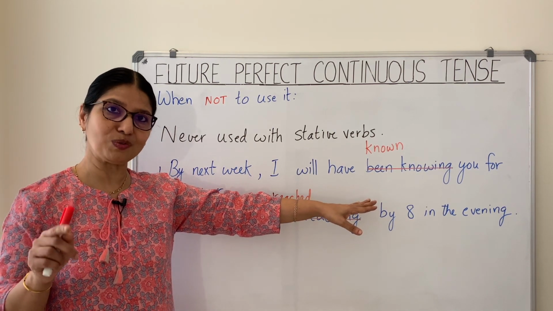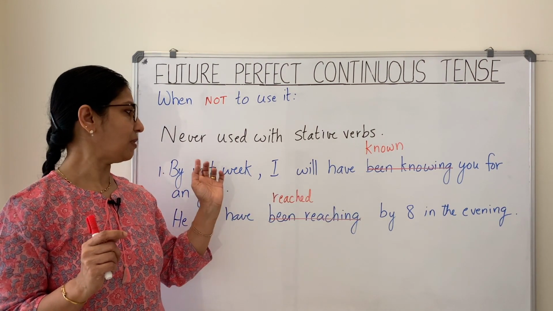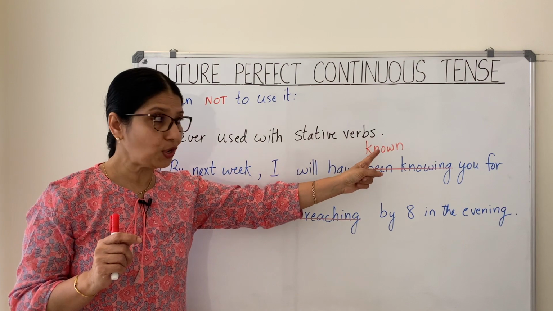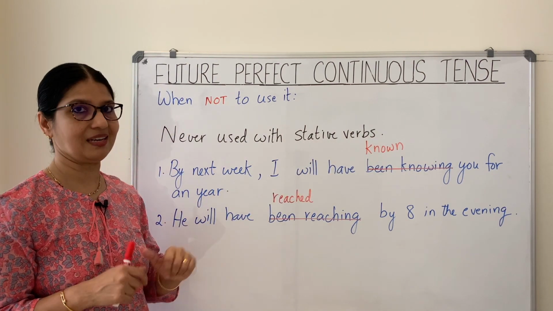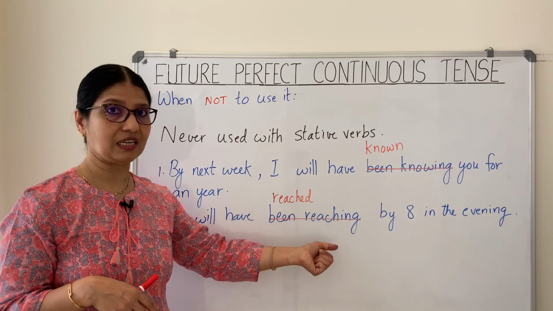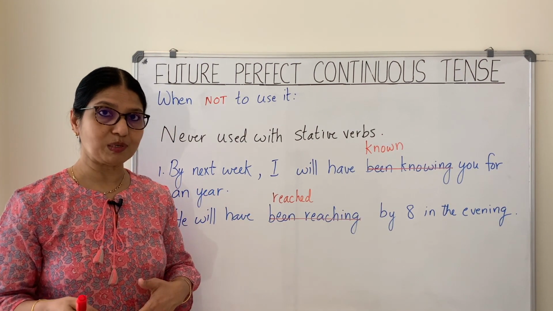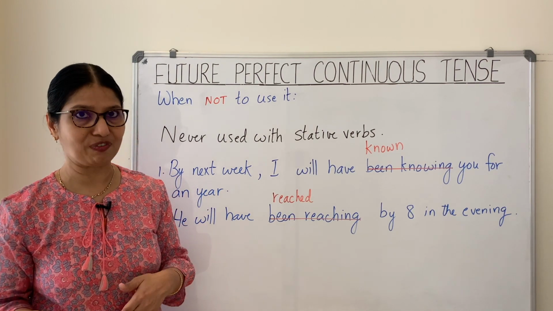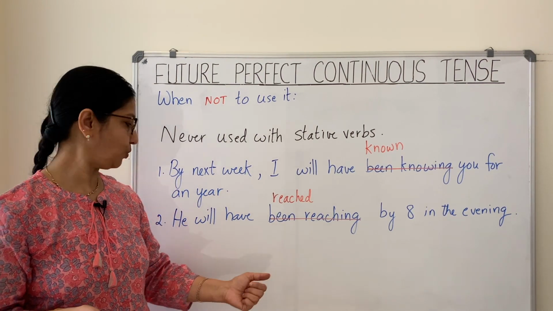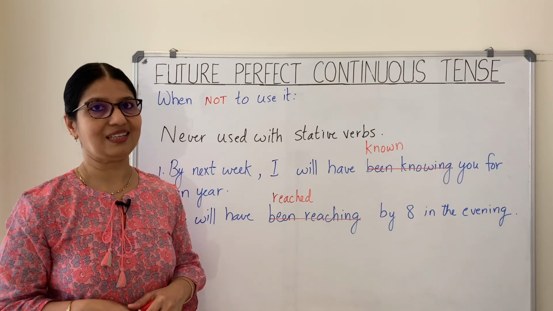So we have to use the future perfect simple tense. So the sentence will be, by next week I will have known you for a year. Another sentence, he will have been reaching by 8 in the evening. Reach is yet another verb which cannot be used in the continuous form. So you will have to change it into he will have reached by 8 in the evening.